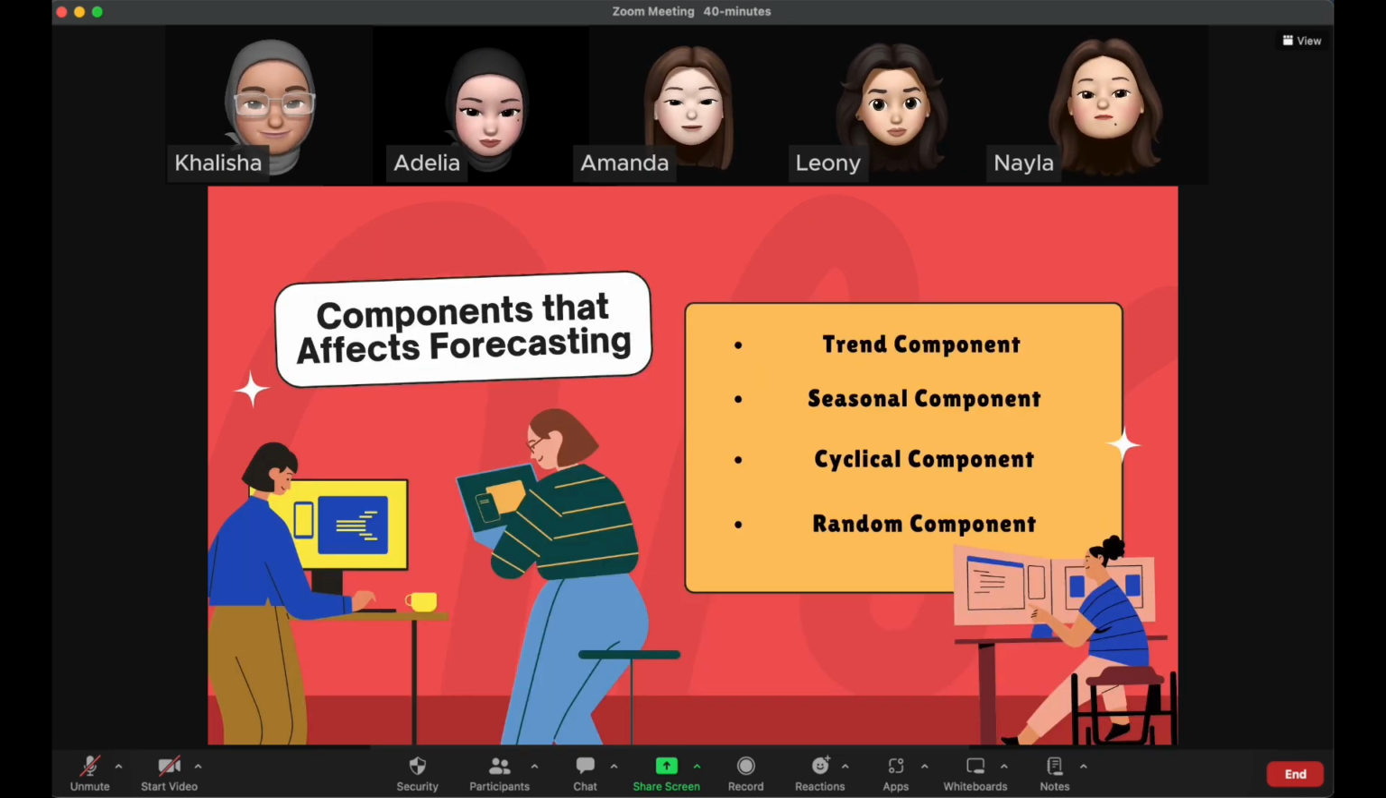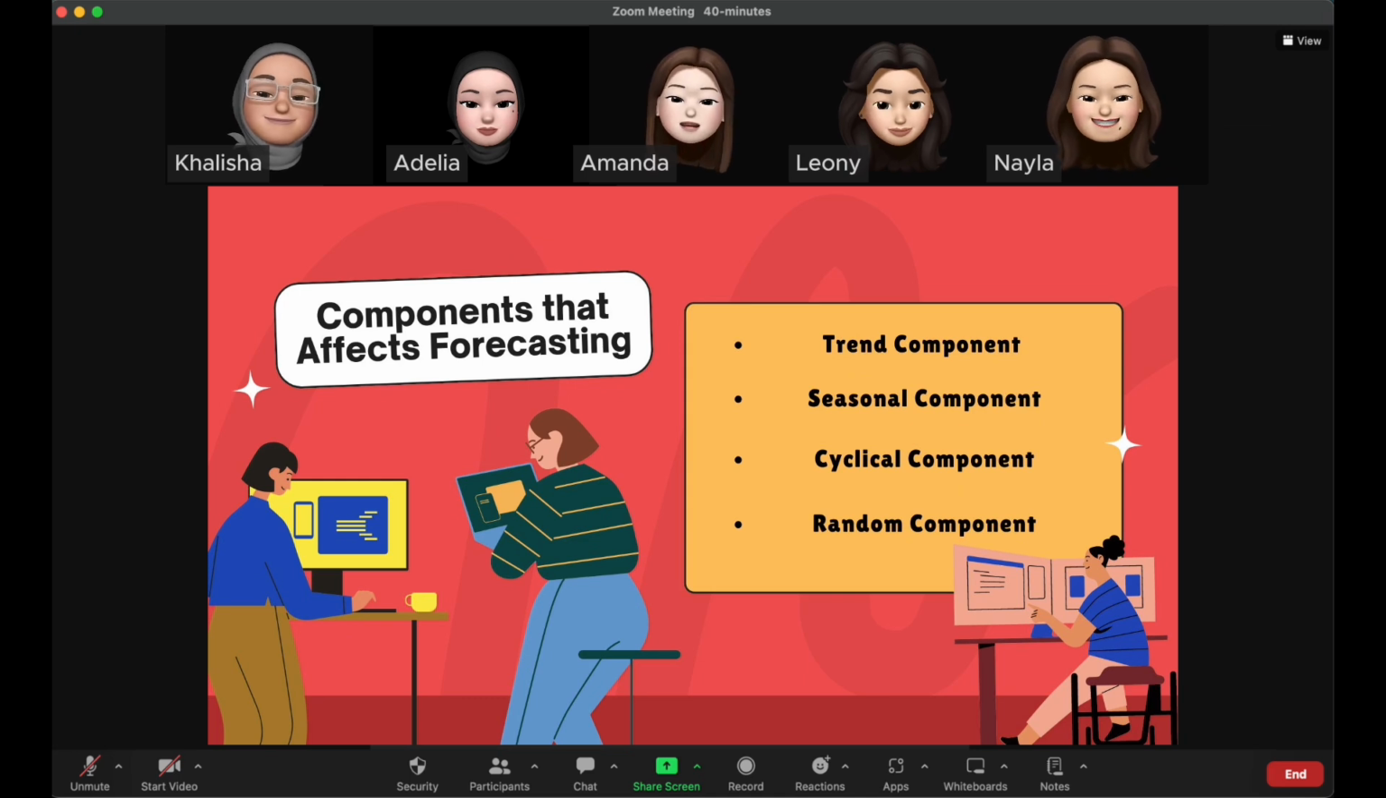So, before we discuss the formula, can you guys tell me what are components that affect forecasting? Yes, so I think there are multiple components that affect forecasting. The first one is the trend component, which is due to population, technology, age, and culture. The second is the seasonal component. It can result in fluctuation due to weather, custom, etc. Third is the cyclical component. It is affected by business cycle, political, and economic factors. And lastly is the random component. Just like its name, it can affect forecast due to unforeseen events or random variation.